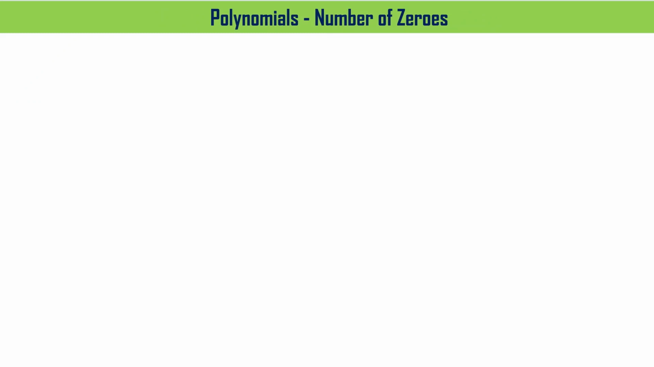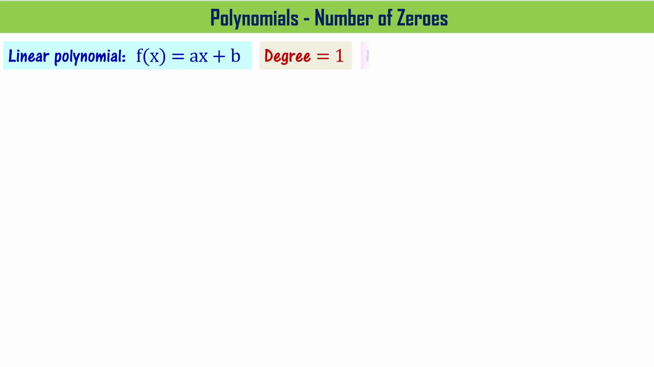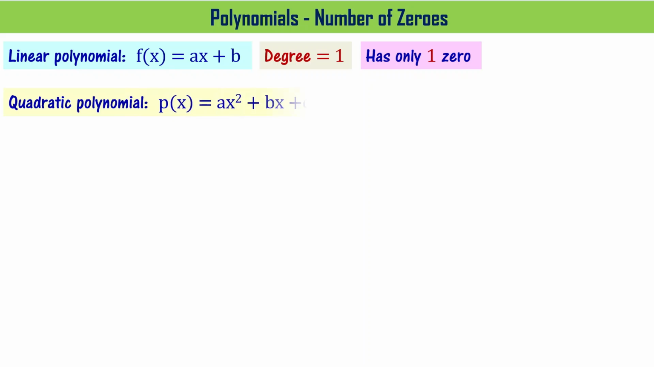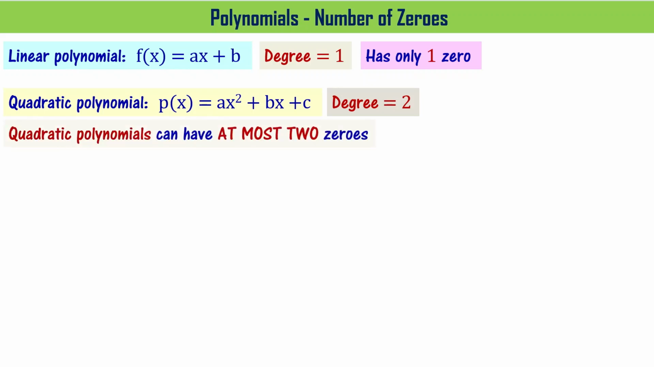Now let's learn about number of zeros of polynomials. We know that linear polynomial can be written as f of x equal to ax plus b, right? Its degree is 1. And we have seen that linear polynomials will have only one zero, right? And we have seen quadratic polynomial can be written as ax square plus bx plus c. If you observe, its degree is 2, right? And we have seen the quadratic polynomials can have at most two zeros, right?